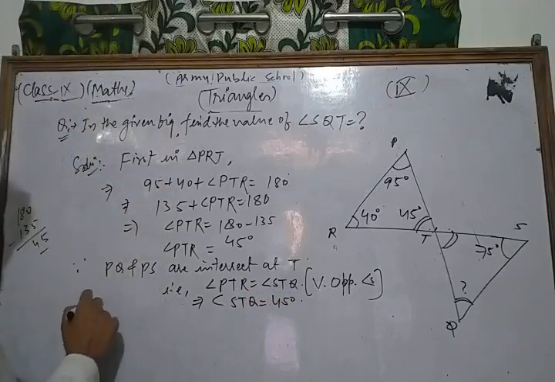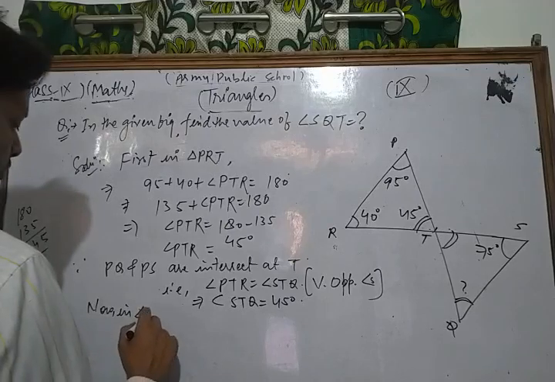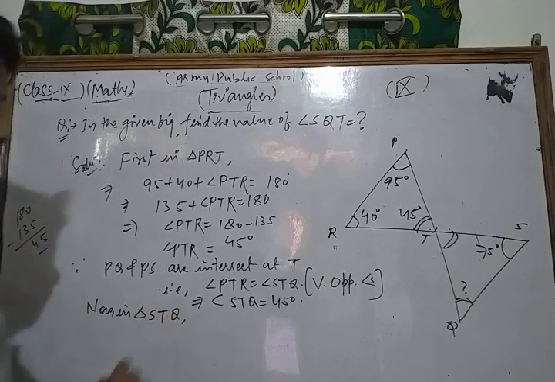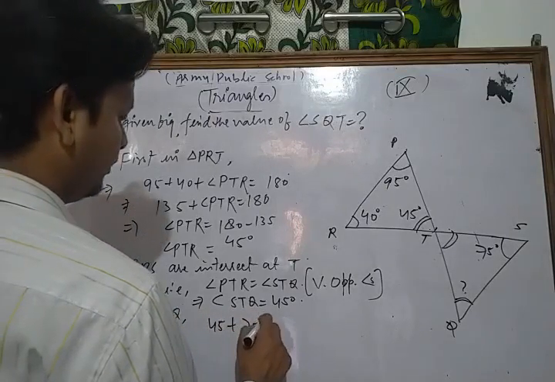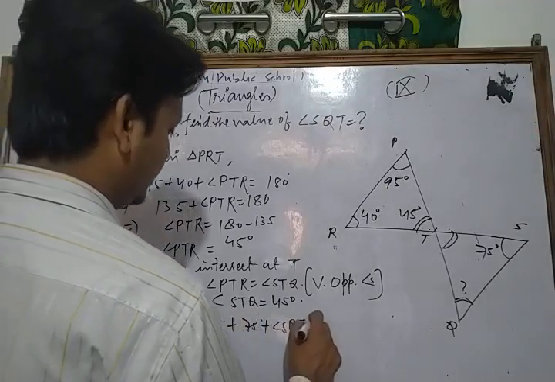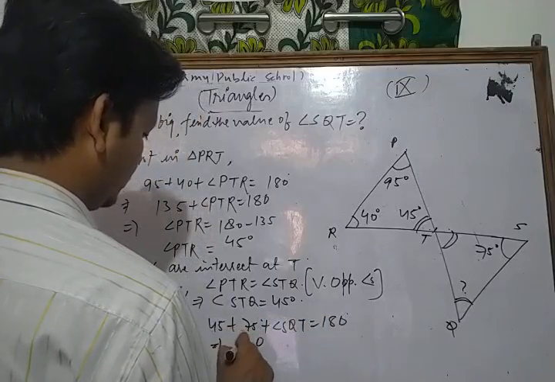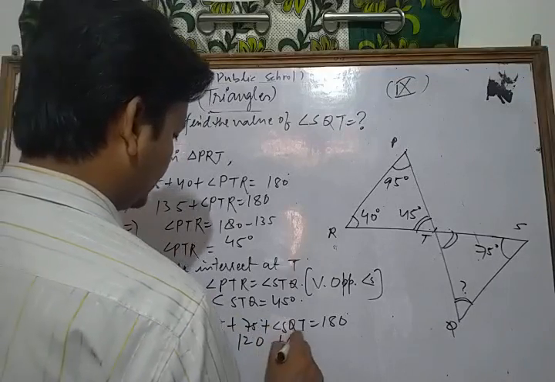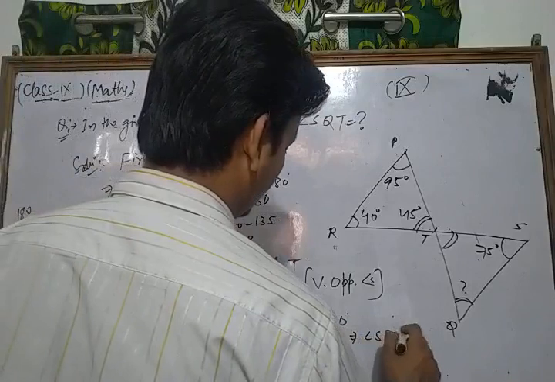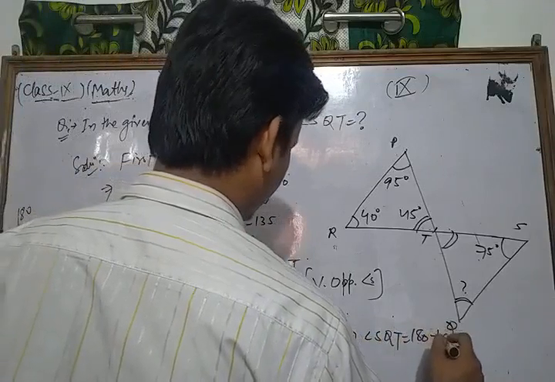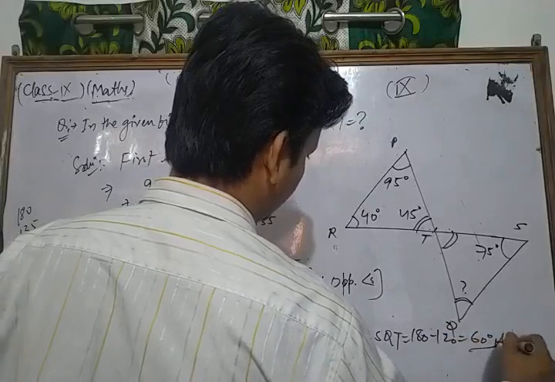Now in triangle STQ we apply the angle sum property. This is 45 plus 75 plus angle SQT is equal to 180. So 120 plus angle SQT is equal to 180. So angle SQT is equal to 180 minus 120, which is 60 degrees. This is the required answer.